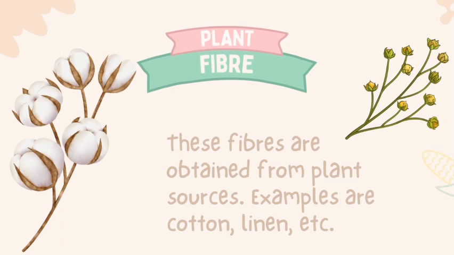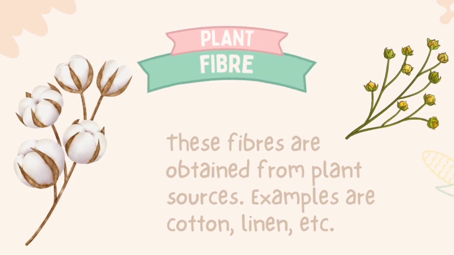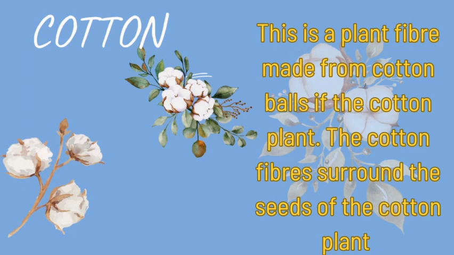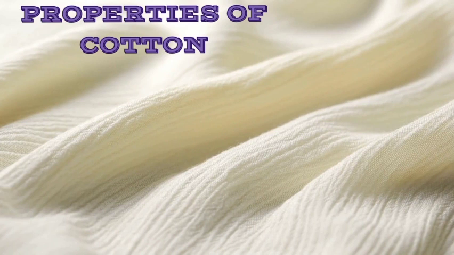Now let's discuss plant fiber. These fibers are obtained from plant sources. Examples are your cotton, your linen, etc. Of course, we are going to be discussing them and their properties one after the other. So now let's discuss cotton. This is a plant fiber that is made from cotton bolls of the cotton plant. The cotton fiber surrounds the seeds of the cotton plant. So now let's take a look at the properties of cotton.